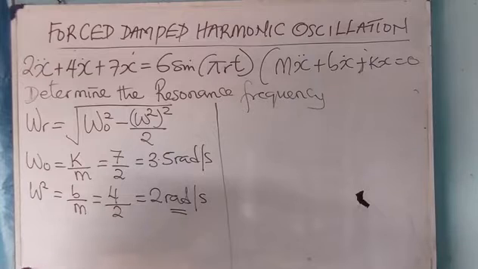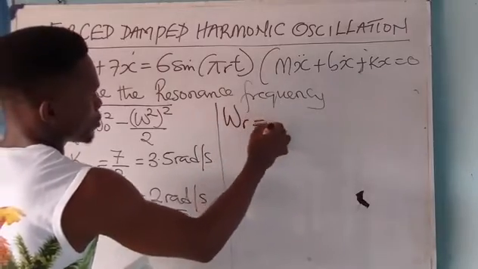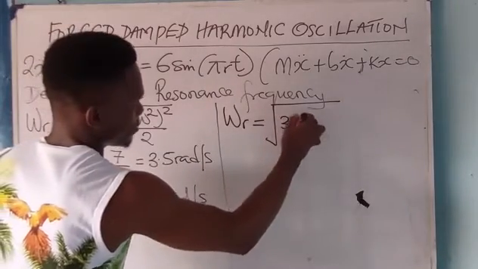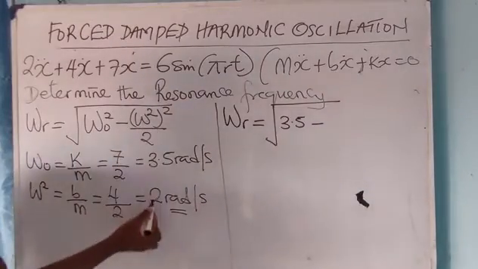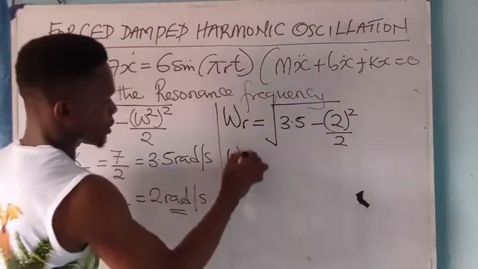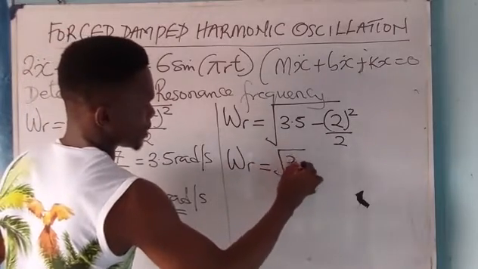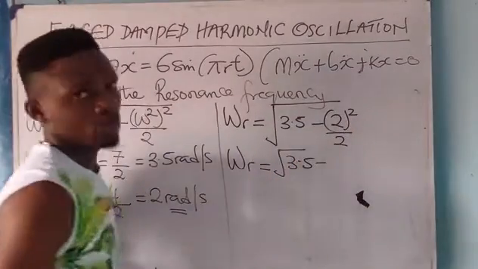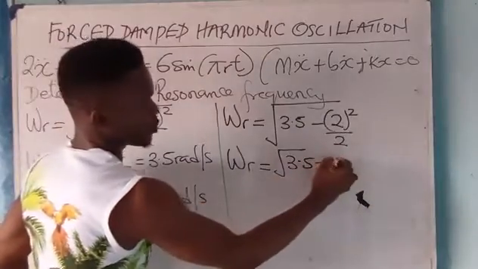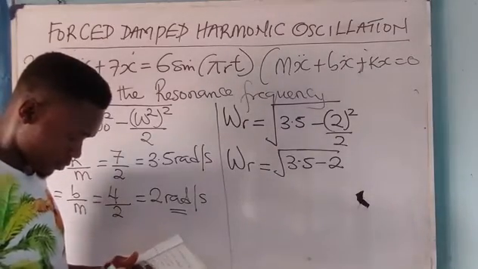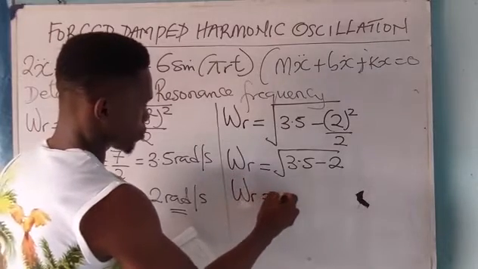Therefore the resonance frequency now, which is WR, is equal to the square root of 3.5 minus 2 all squared over 2. So 3.5 minus, 2 raised to power 2 is 4. That's 2 times 2, 4. 4 divided by 2 is 2. So 3.5 minus 2, I'll have 1.5.